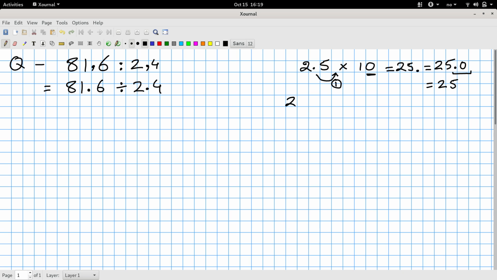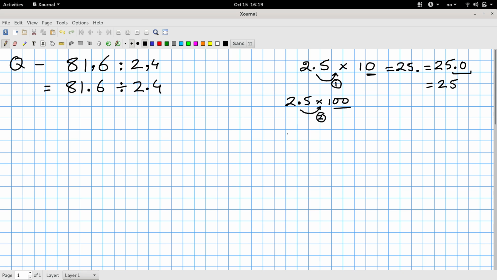I'll just do one more example. If I do 2.5 multiplied by 100, we see that we have 2 zeros here. That means the decimal will move 2 places to the right, like so.